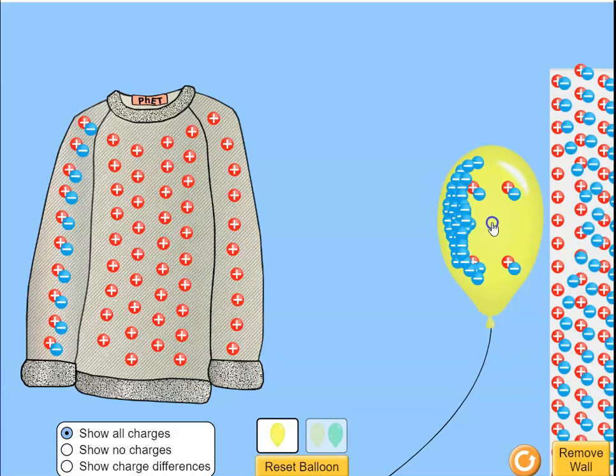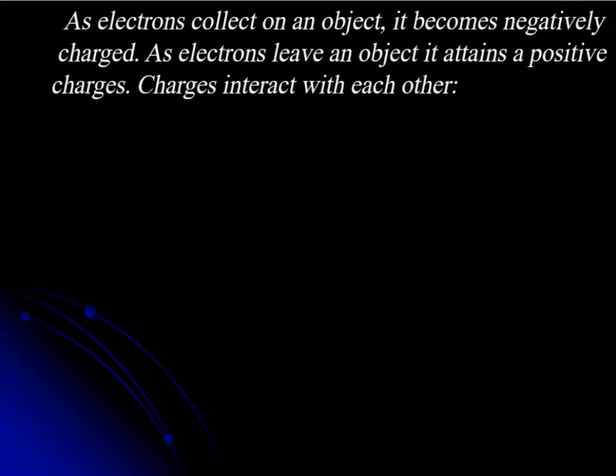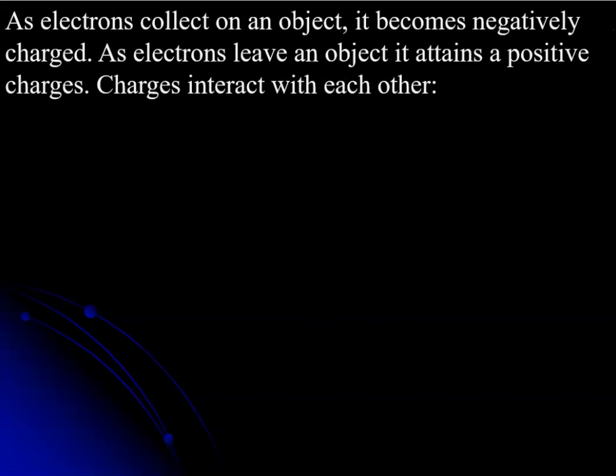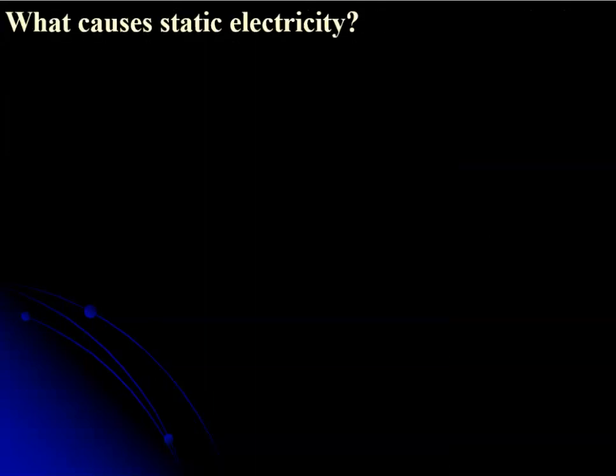So now we have a positively charged portion of the wall and a negatively charged balloon, and they'll be attracted to each other and stick. This is called charge polarization. It's based again on the fact that as electrons collect on something, it becomes negative and leaves a positive charge elsewhere. And of course, remember, opposite charges attract, like charges repel.